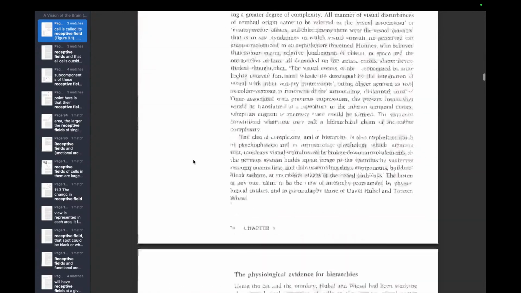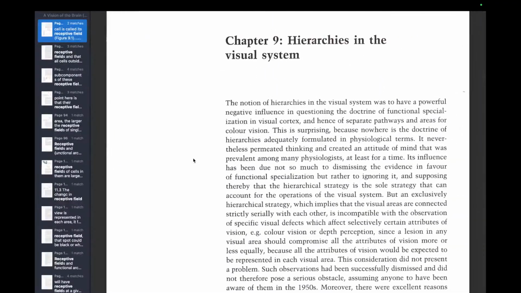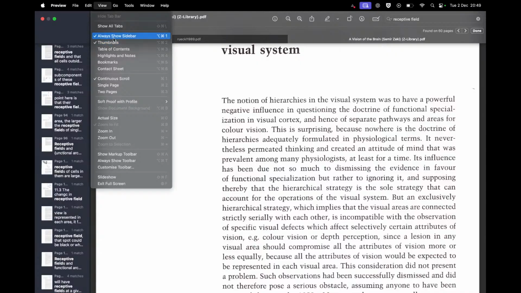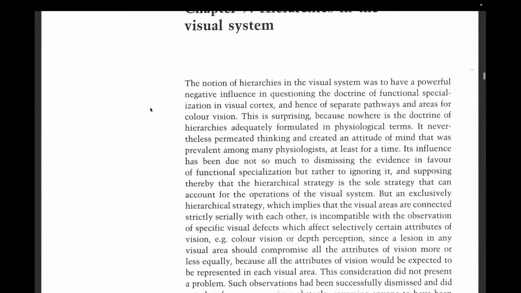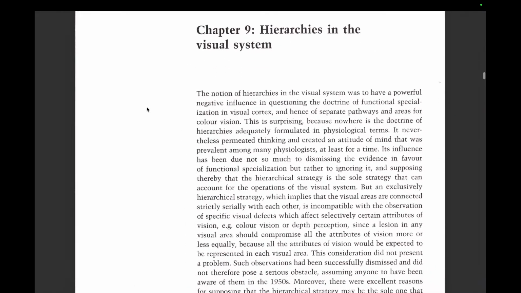So let's read Zeki's text here. This is the first time I'm actually also reading this particular chapter on the visual system. I was reading Zeki's work when looking at fixation and attention, which is another really interesting area. But anyway, hierarchies in the visual system.